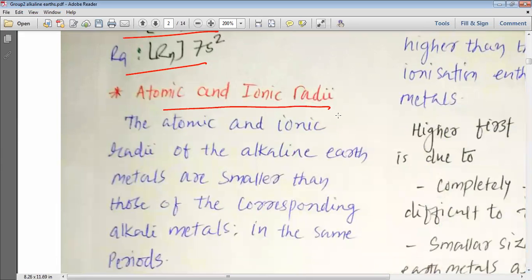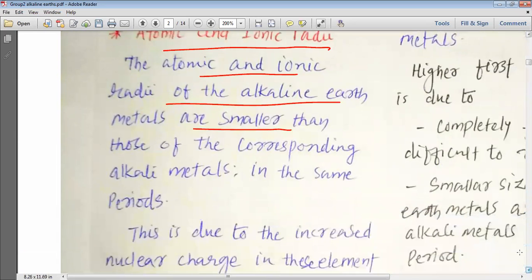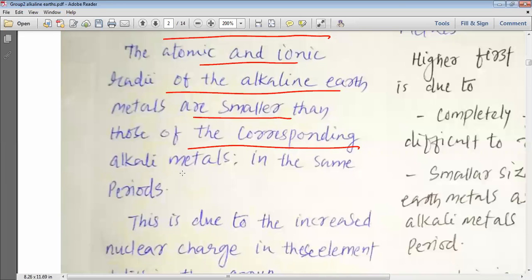Now we should study the atomic and ionic radii, my dear students. The atomic and ionic radii of the alkaline earth metals are smaller than those of the corresponding alkali metals in the same period.